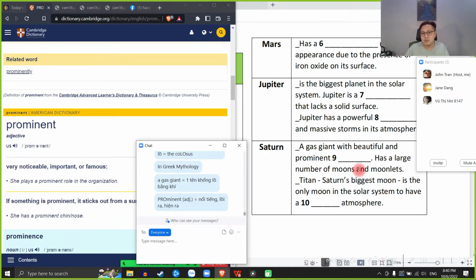Has a large number of moons and moonlets. So you know the word moon and moonlets. Moonlet is small moons, you know.